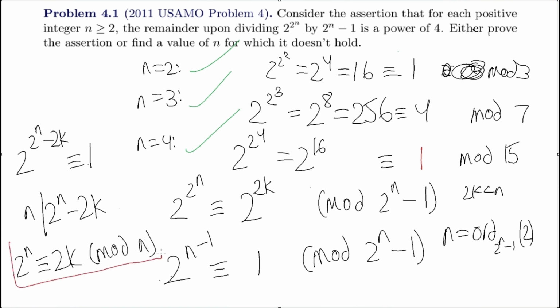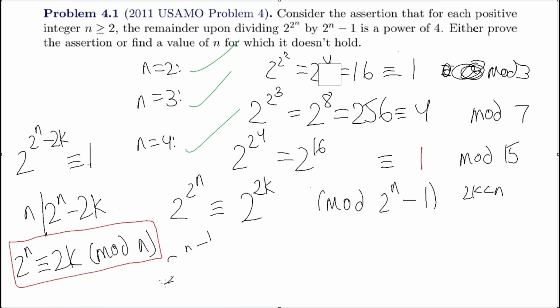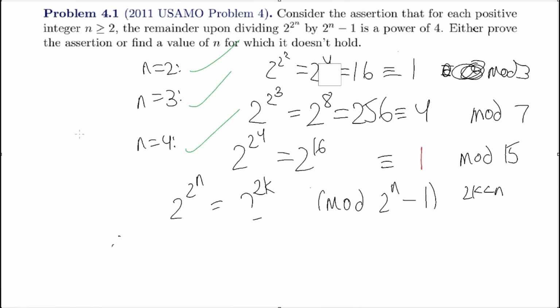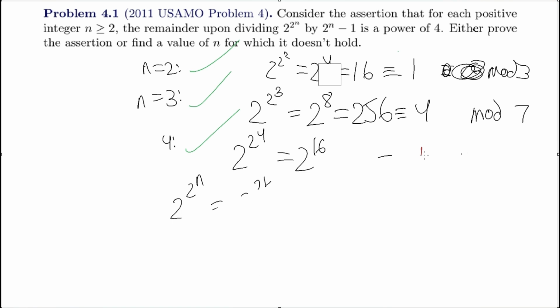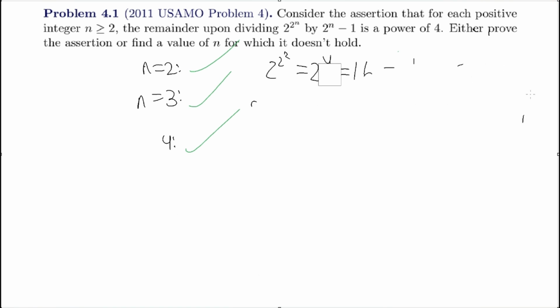So we've reduced it to this. And since 2k is less than n, that means that this can either be 2, 4, 6, 8, 10, anything. In other words, let me go ahead and clear this up real quick. From this 2 to the n is equivalent to 2k mod n condition, this reduces to showing that 2 to the n mod n is even.